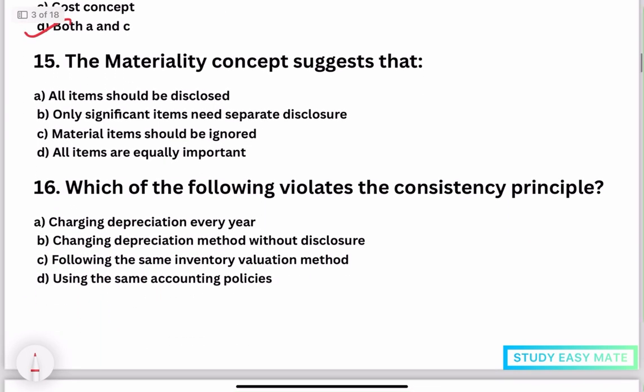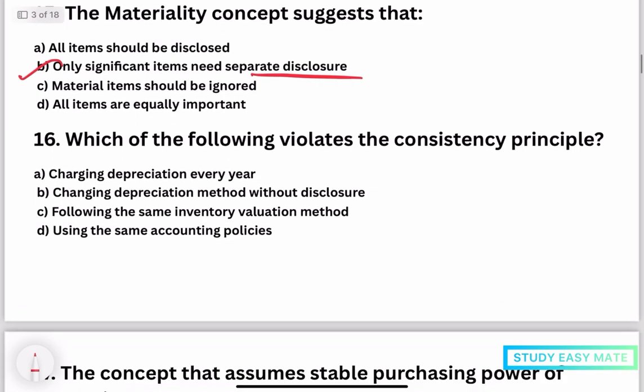Okay, so 15th will be the materiality concept suggests that only significant items need separate disclosure. Why? Because only items that are significant enough to affect decision making need separate disclosure or treatment, which means the items that are immaterial may be treated in a simplified manner or combined with other items. An item is considered material if its inclusion or exclusion would influence the economic decisions of users of financial statements.